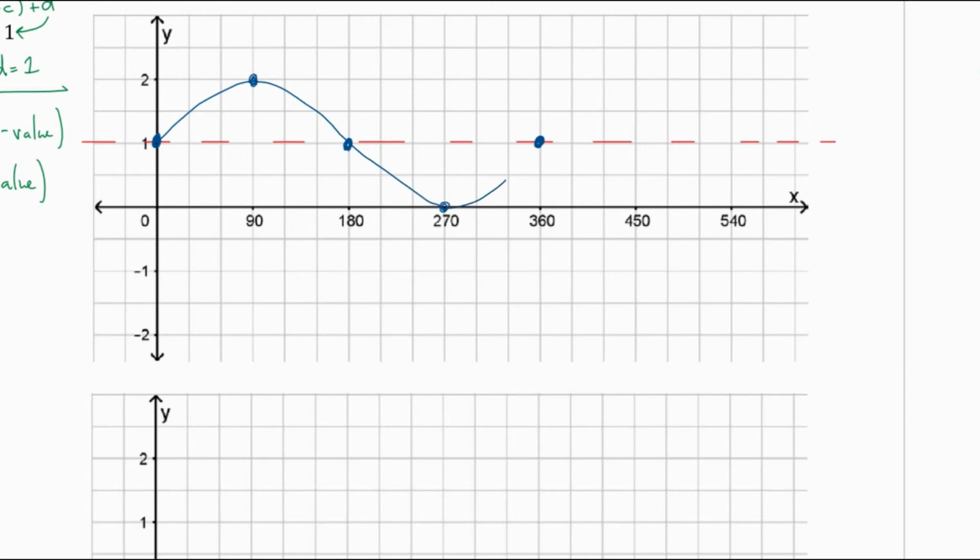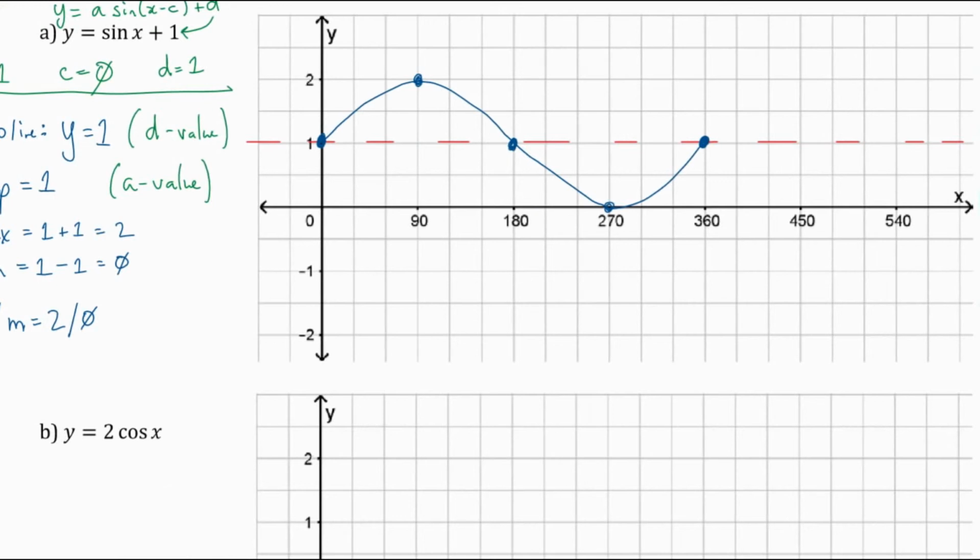Okay, and there's my sine curve. It's got 5 points. Sine always starts on the 0 line, unless it's flipped, then it goes to the max, back to the 0 line, to the min, back to the 0 line. And if you do the practice, you will just start to remember that that's what sine does.